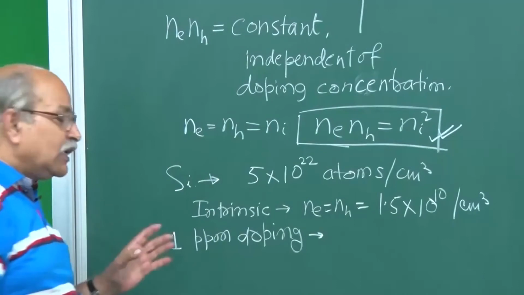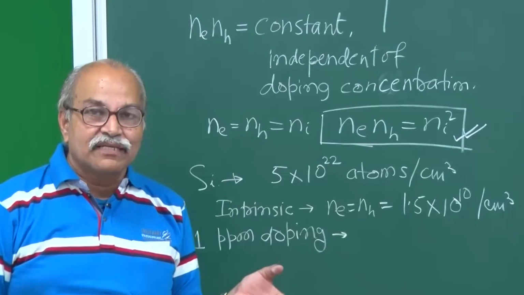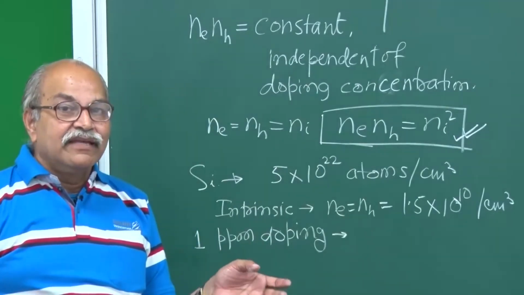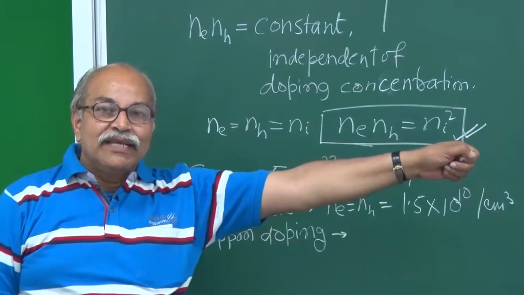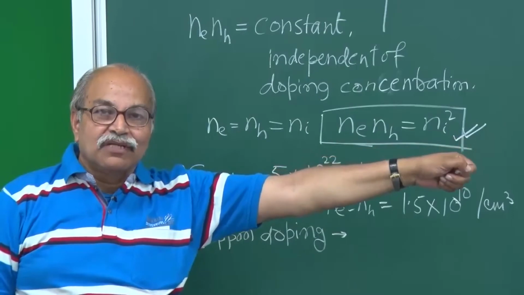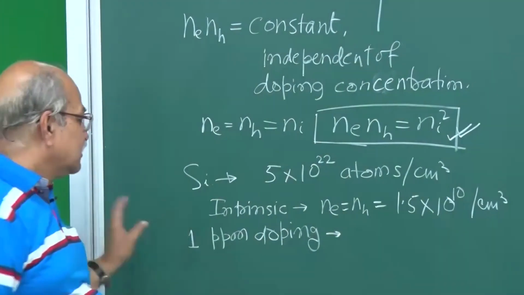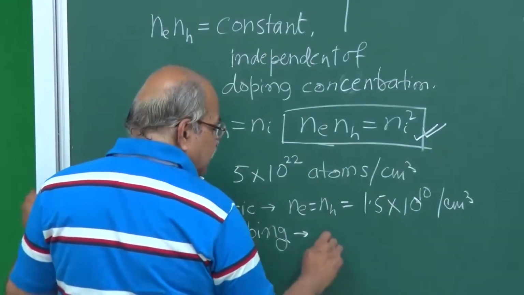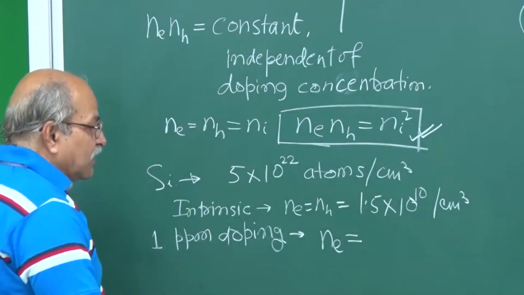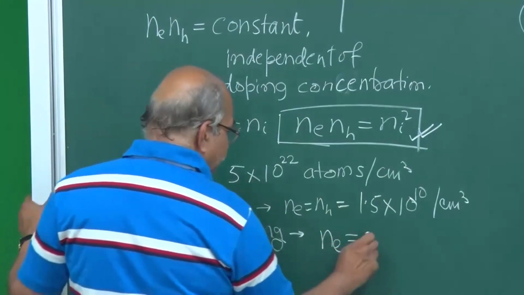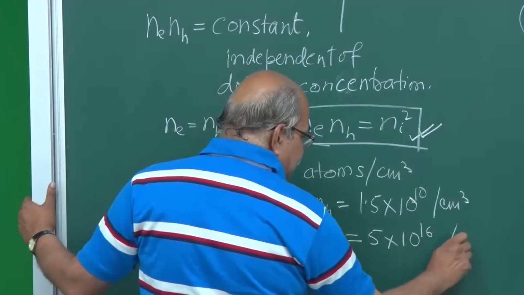That means 1 out of 10 to the power 6 silicon atoms are replaced by arsenic or phosphorus, and each dopant atom gives you one extra electron in the impurity level and then in the conduction level. So the number of extra electrons that you have put in is 1 per 10 to the power 6, and so that will be 5 into 10 to the power 16 per centimeter cube.